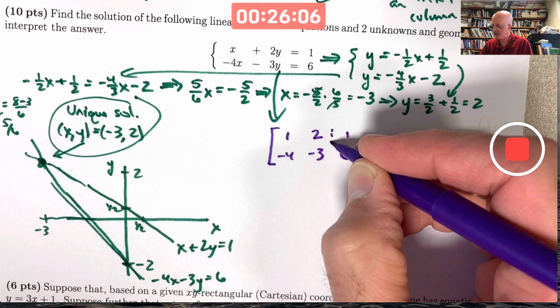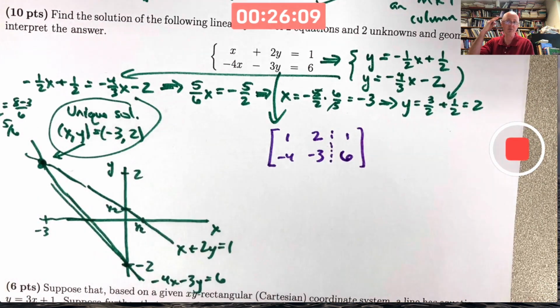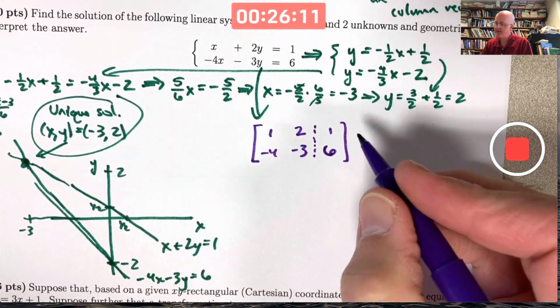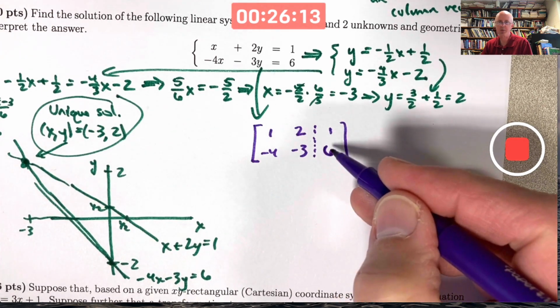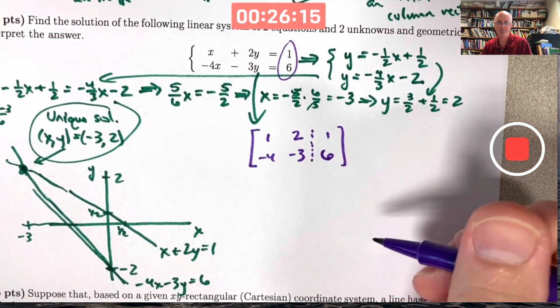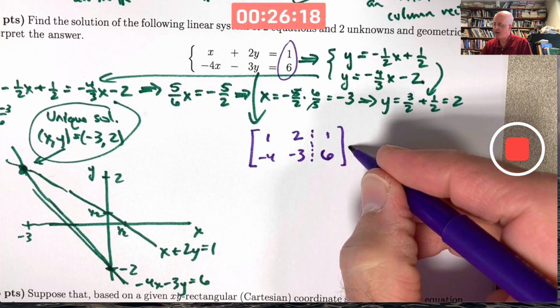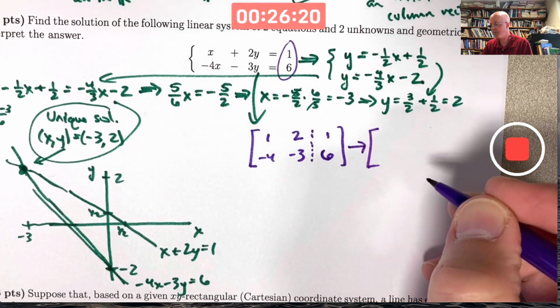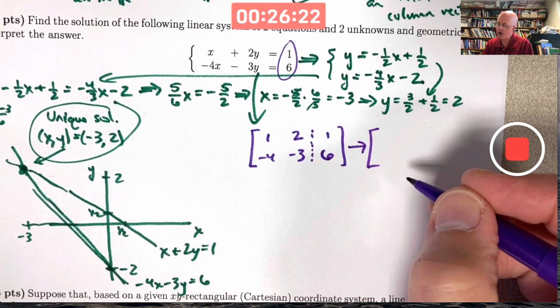And I like putting an extra dashed line in here to emphasize in my own mind, for my own benefit, that this is an augmented matrix. These numbers represent right-hand side numbers there, to the right of the dashed line. I want to get this to the reduced row echelon form. I need to do elementary row operations to do so.